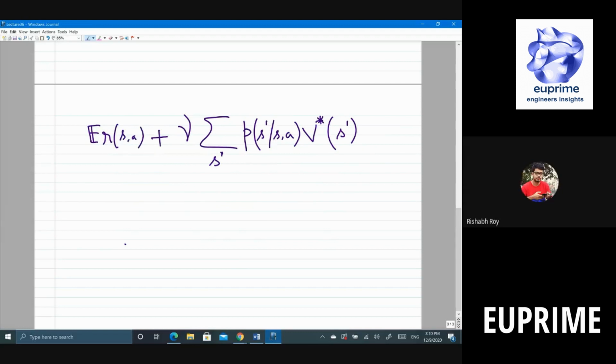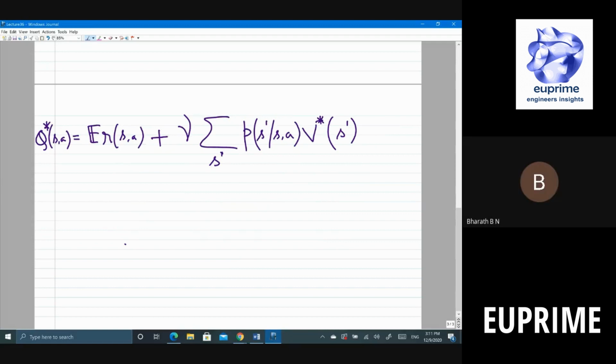Sir, I was summing over S dash. Why are we not considering actions also? When we are averaging, we are considering only S dash. A is also a variable, different for every state.